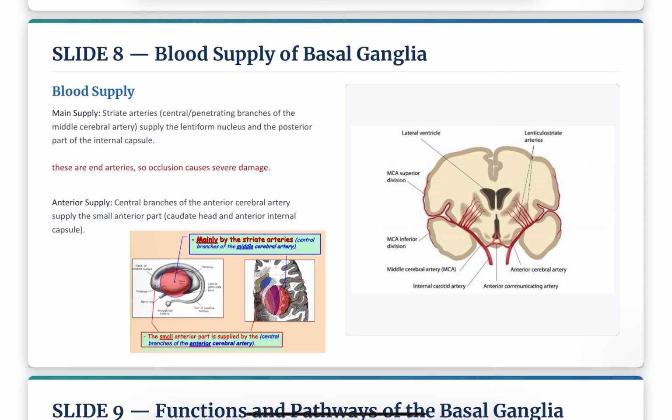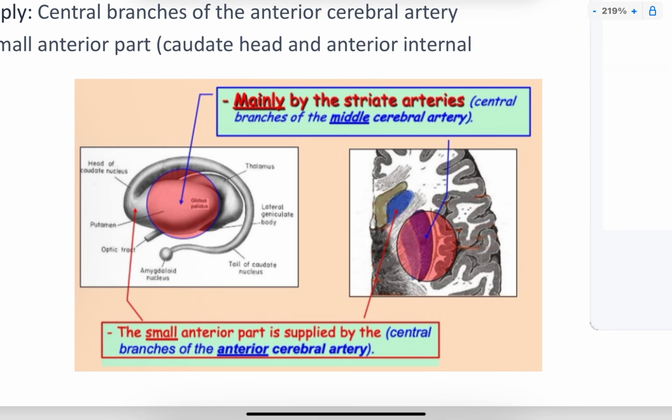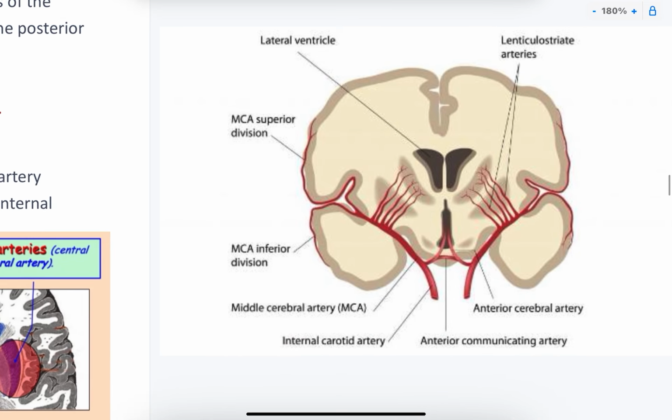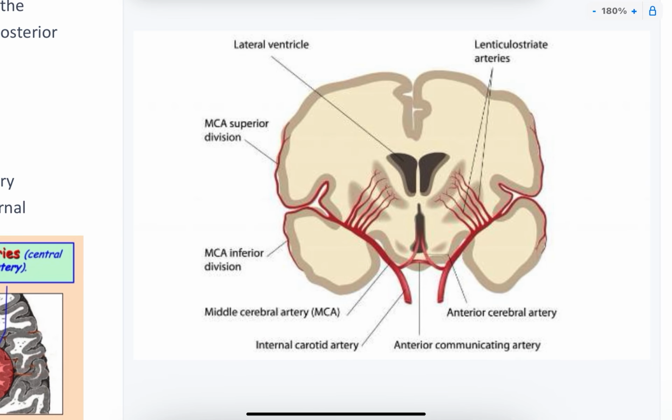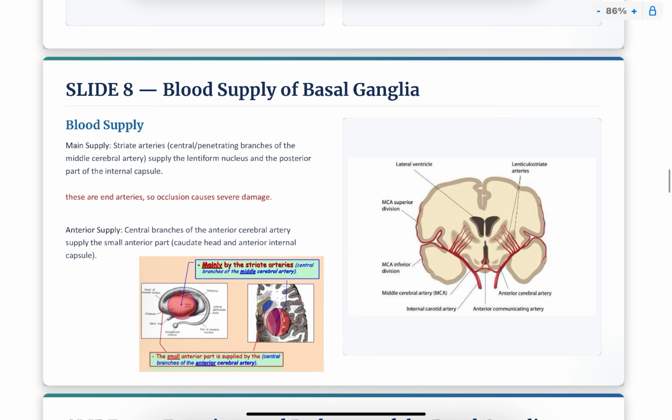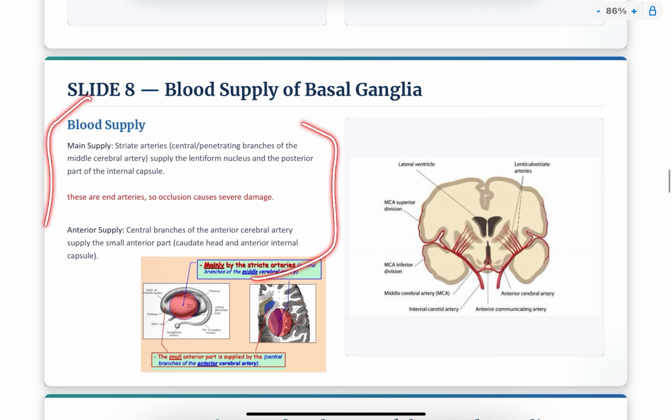Okay, so let's take a look at it here. We said mainly we have striate arteries, and the small anterior part is by the anterior cerebral artery, the central branches of it. So here we have what? The anterior cerebral artery, and we have the middle cerebral artery divisions. So just familiarize yourself with this and you'll be good to go.